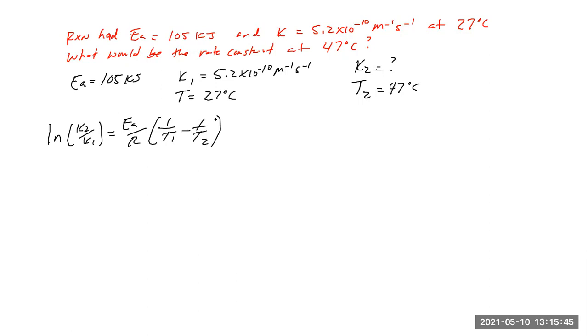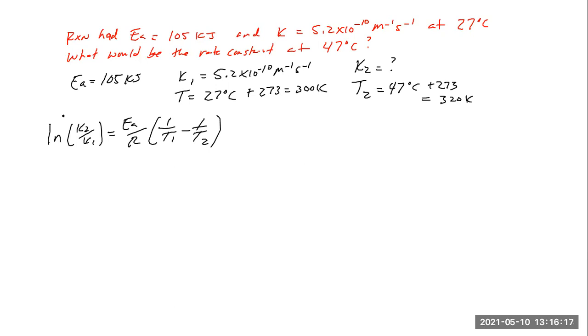We do need to do a little bit of conversions here. We need to convert our temperatures into Kelvin. So that's going to give us 300 Kelvin here. And if we add 273 here, I'm looking at 320 Kelvin in this case.